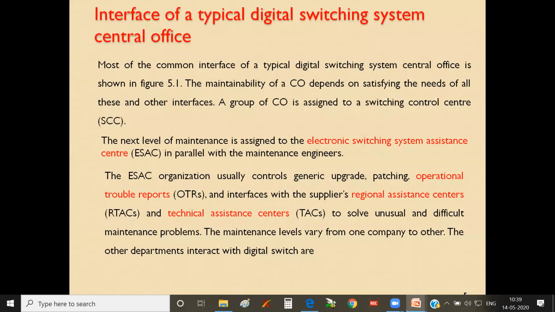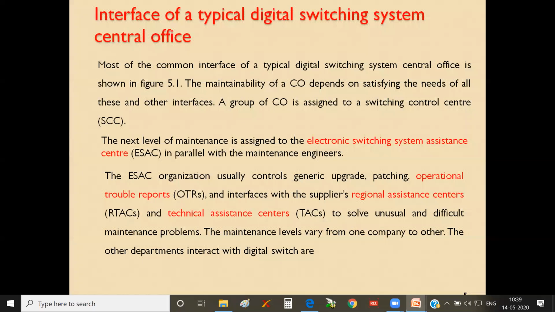The maintenance levels vary from one company to the other, definitely, because the maintenance levels of one company look one way and the other company's perceptions are different. When you look at company A, the maintenance issues were different, and when you look at company B, the maintenance support is different. That's what they are saying: the maintenance levels vary from one company to the other company.